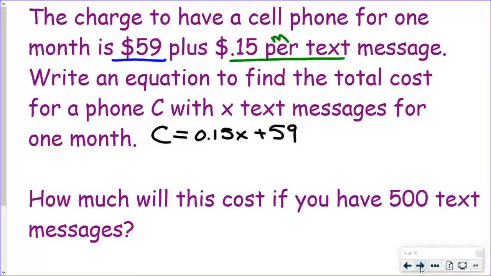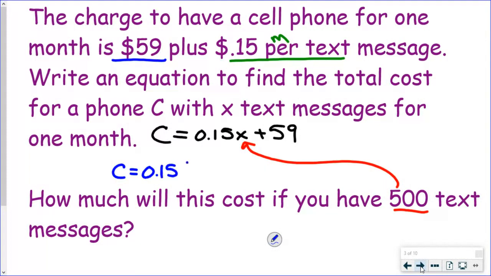Okay, there's my equation. Now it says, how much will this cost if you have 500 text messages? So I take this and I put it where it represents text messages. So C equals 15 cents per text message times those 500 of them plus my $59 fee per month. And this is the cost per month. Then I just put my information in my calculator. You should be doing this too. And how much will it cost? That month it would have cost you $134.